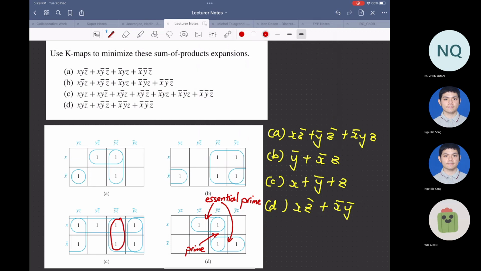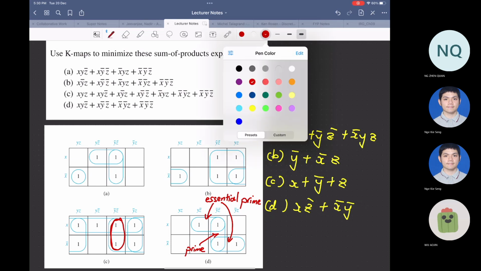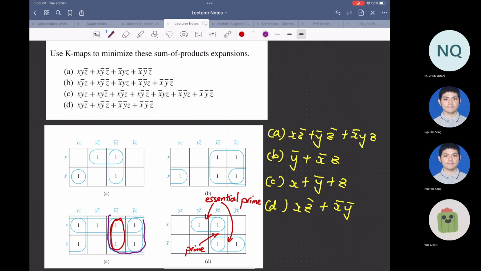Okay, but this block here is contained in a larger block here. Then this is not a prime. So to be a prime, it must not be contained in a larger block. For example, here is a prime. This here is a prime because it doesn't contain a larger block.